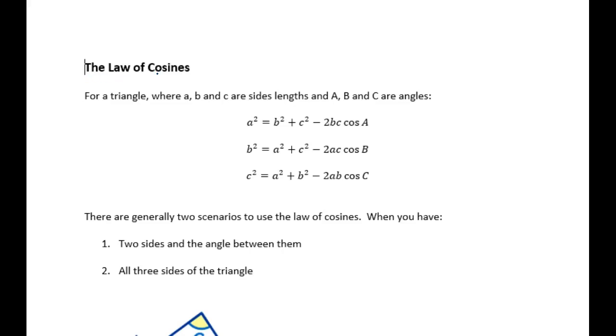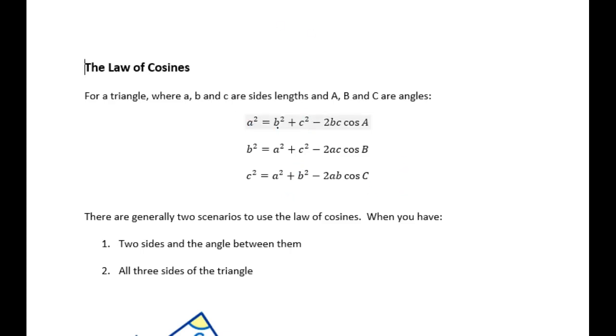So we're going to look at the law of cosines, or sometimes called cosine law. This says for a triangle where little a, b, and c are the side lengths and capital A, B, and C are the angles, as we usually do, then the following is cosine law. So a squared equals b squared plus c squared minus 2bc cosine of A. And then the other versions are just the other ways that you can actually write it.